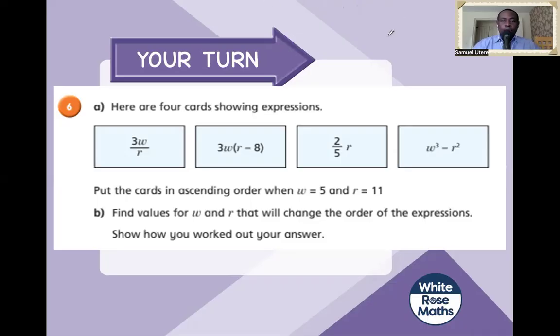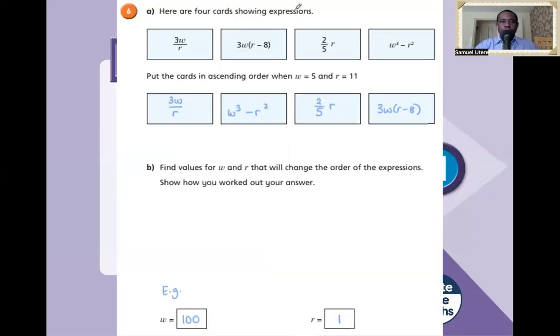So assuming you've paused the video and you've answered question 6, here are the answers. Mark your work and celebrate your success. So question 6, here you were given 4 cards and you were told to put the cards in ascending order when U is 5 and R is 11. First, you have to do the substitution. You get the value of the cards, and then you determine which of the cards is the smallest, and then you start to arrange the actual cards based on the values you've found.